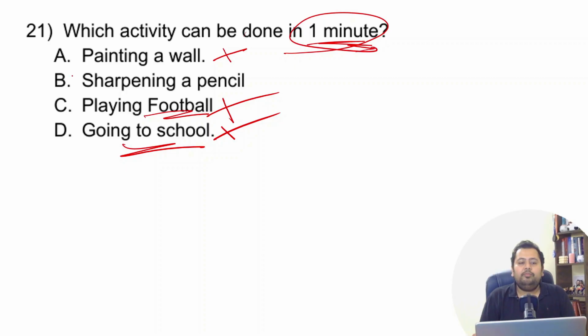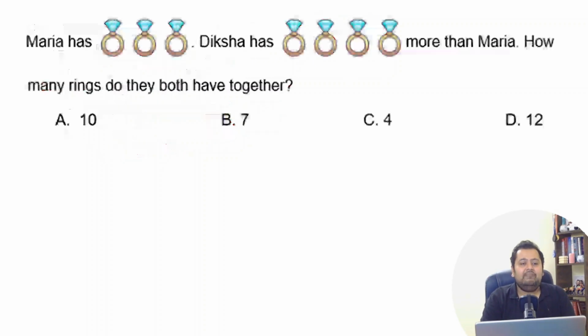So what can be done in 1 minute? It is sharpening your pencil, right? So sharpening your pencil takes 1 minute or less. So option number B is the correct answer. If you got it correct, give yourself a star. And we now move to question number 22.